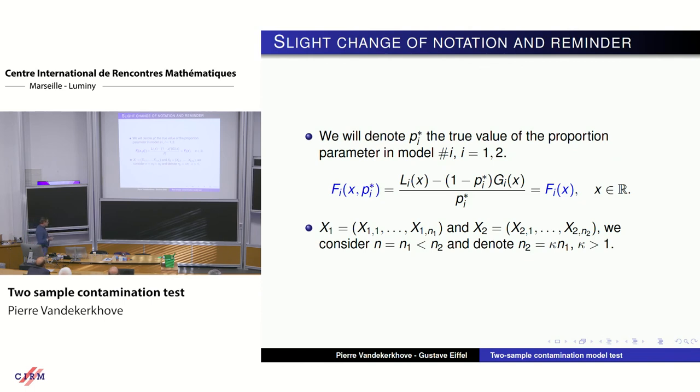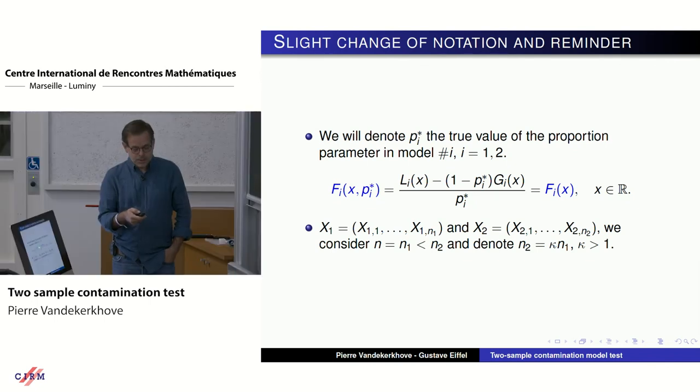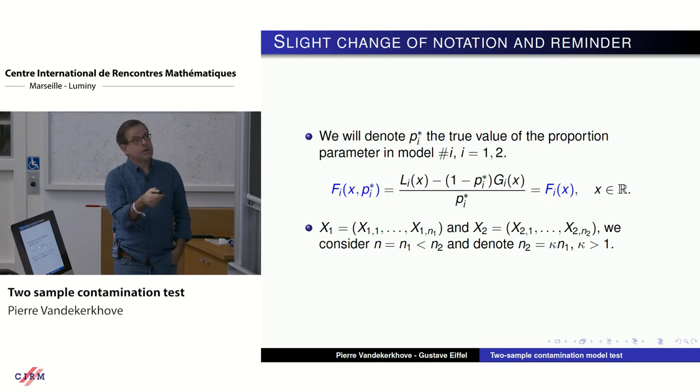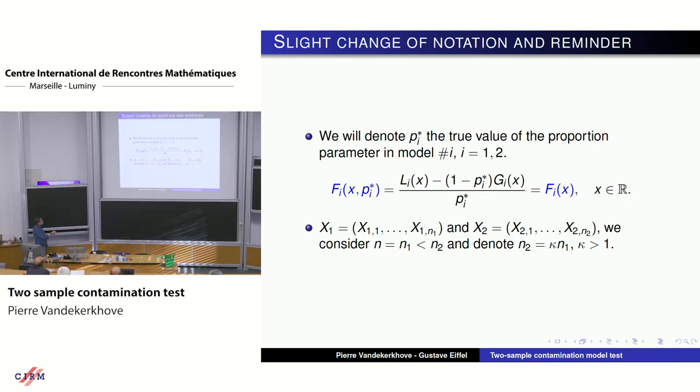I will say things very similar to previously, but I will change our notations a little bit. Since we do not suppose that we have a symmetry with respect to a location parameter, we will define the inverse CDF like this. So we don't need mu anymore because we do not suppose that F is symmetric about anything. So in some way it's simpler. Under the true parameter P star, you retrieve exactly Fi, the true known CDF.